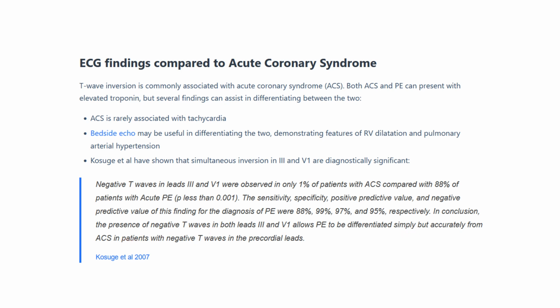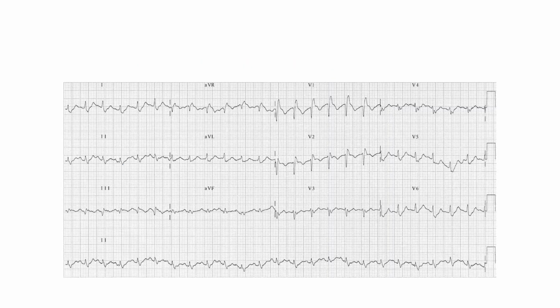So if you have diffusely inverted T waves, this is definitely a sign to look out for to decide whether to go to the CT or to go to non-STEMI, maybe OMI treatment. Okay. And this is my last slide. I just wanted to show you one more of these Kosuge patterns.